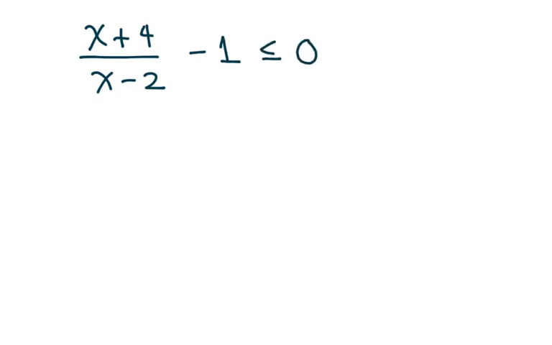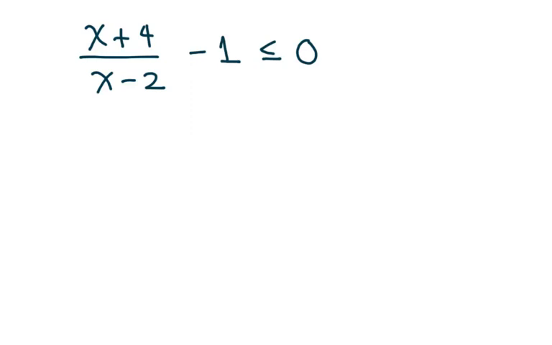The first thing I'm going to do is move the 1 over to the left side by subtracting it from both sides of the equation and setting it to 0.